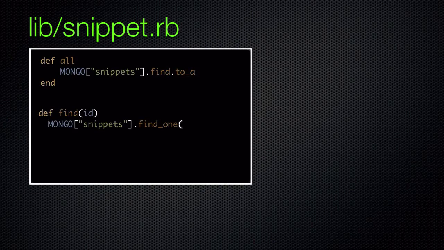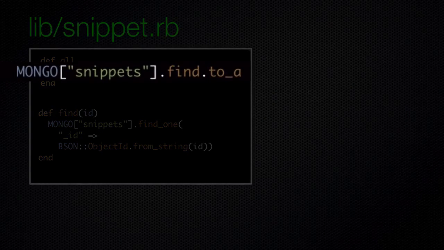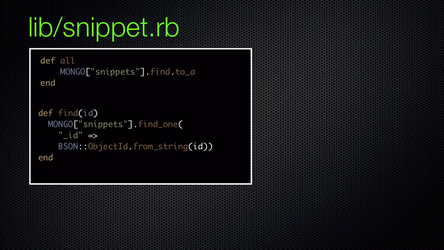Okay, the first two methods are all and find. The important thing that you need to remember here is that if you look at the all method, you'll notice that it does a find and it converts it into an array. The reason why we have to do that is because MongoDB does not give you actual documents itself, but it just gives you the pointer. So that's why you need to convert to an array in order to get the actual documents themselves.